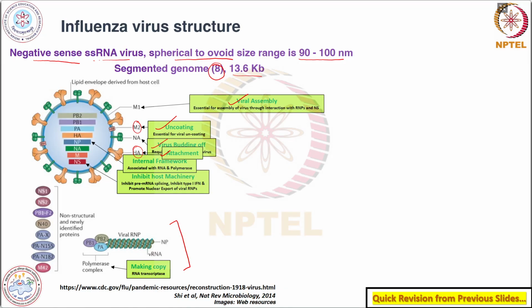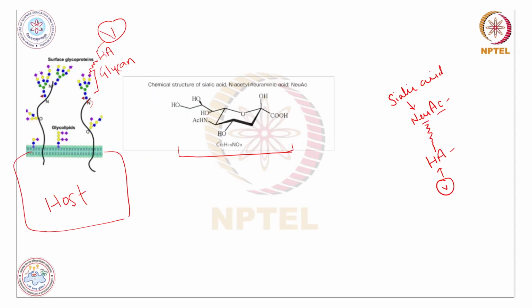After that, for the virus assembly, it has the M1 protein. And once it is assembled, then for budding off, it also has other proteins for maturation and coming out of that cell. So you got how they are doing this. Yes, ma'am.